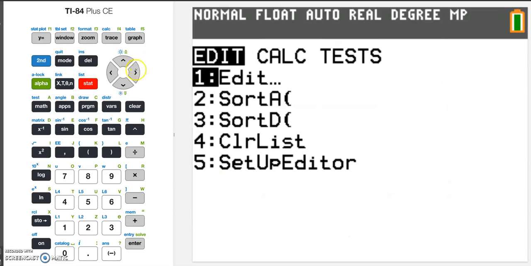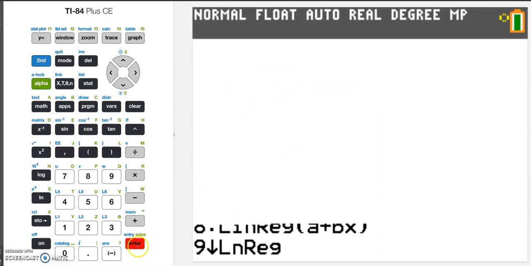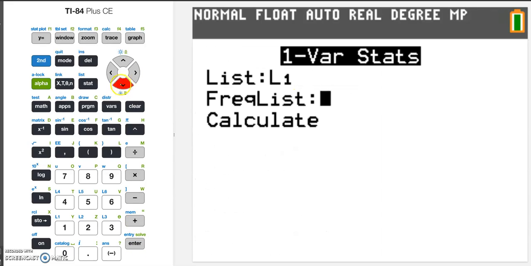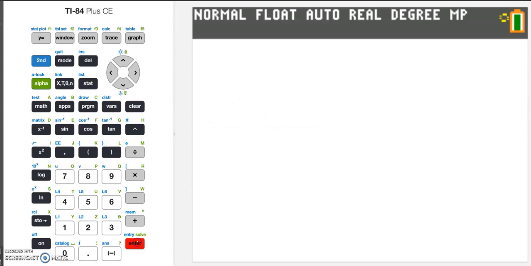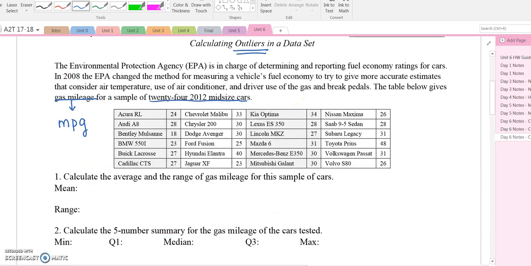I'm just going to go to Stat, Calc, and it's number 1, which is one variable statistics. If you have my calculator, you just scroll down. If you have the other one, you can just press Enter. All right, and there's all our data. Remember, the mean is the one with the bar over it. That's this first one, 29.083. And it's important to understand what that number represents.